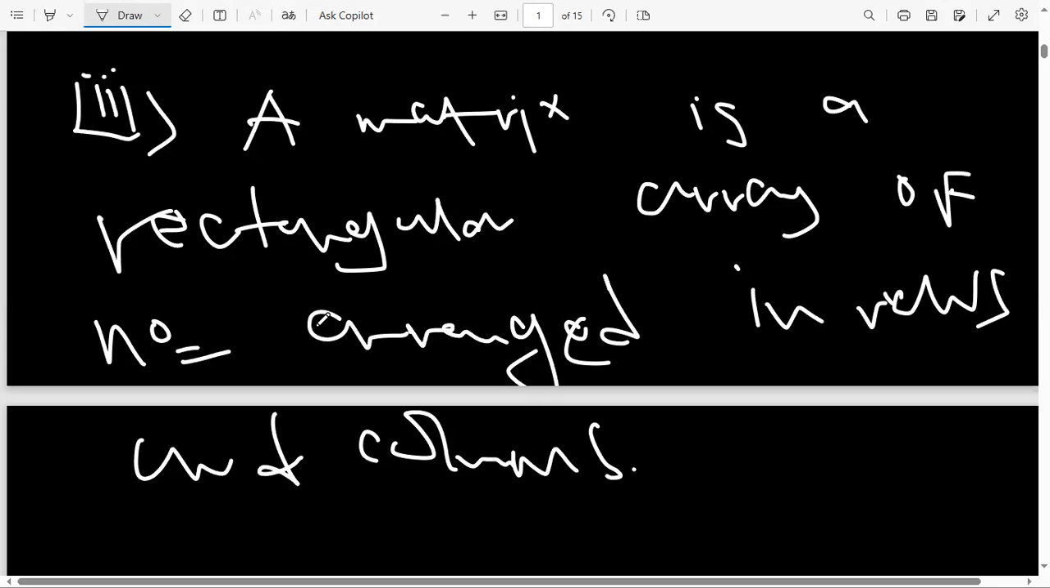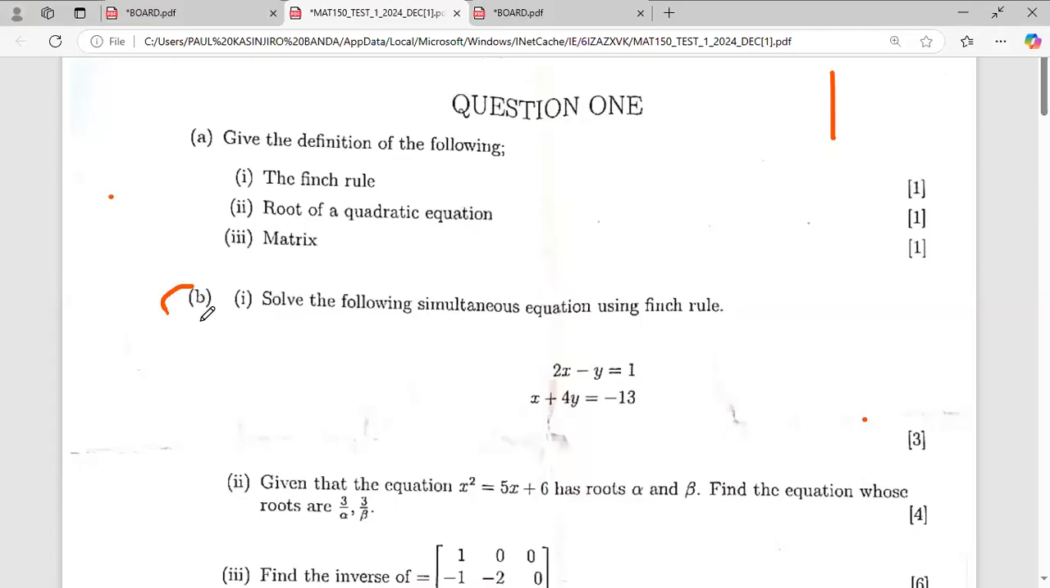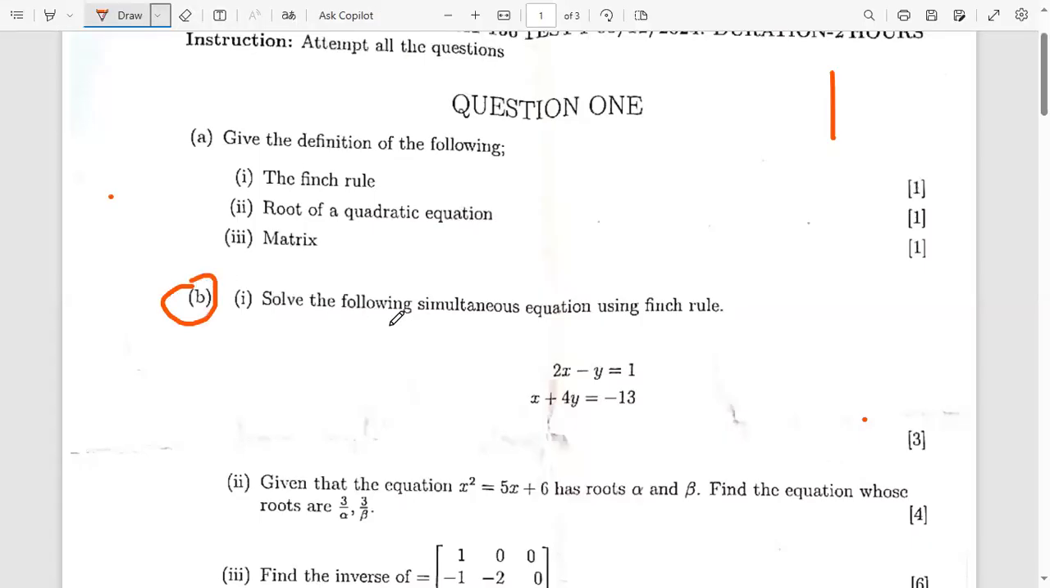From there, we can look at B. B says solve the following simultaneous equations using the Finch rule. Remember, we defined what the Finch rule is, and now we've been given a system of equations in two variables, so we can use that rule to solve it.